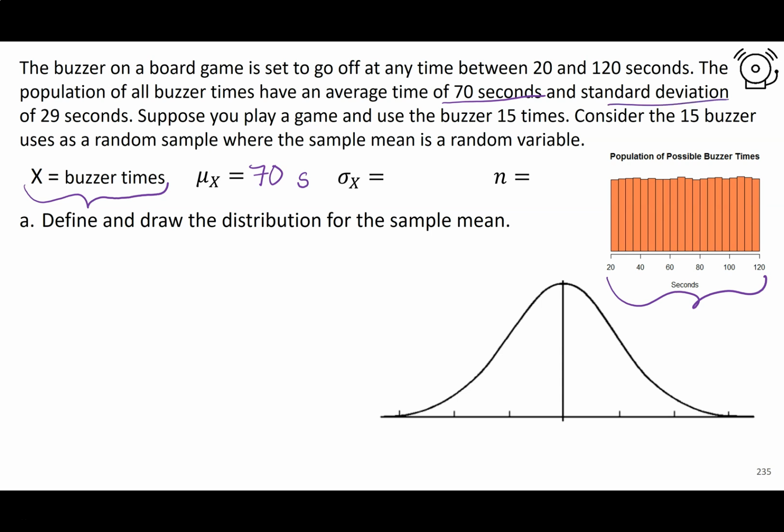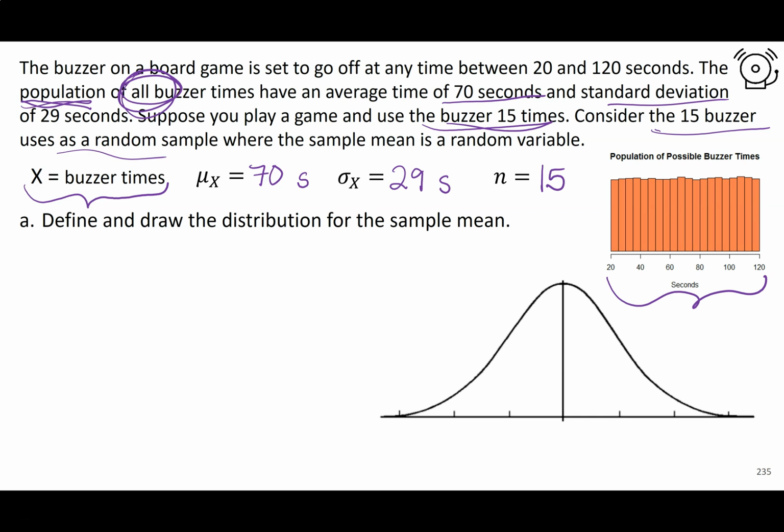And the standard deviation. A lot of the times the giveaway is that we may not use the word population, but if we do, you can assume that's the population. The word all has a tendency to be a giveaway that we're talking about a population. So the standard deviation of all is 29 seconds. That's a prime number, it's not going to divide nicely. And we're going to take 15 buzzer times. So we're going to consider these 15 buzzer times as a random sample, and the sample mean is going to be a random variable.